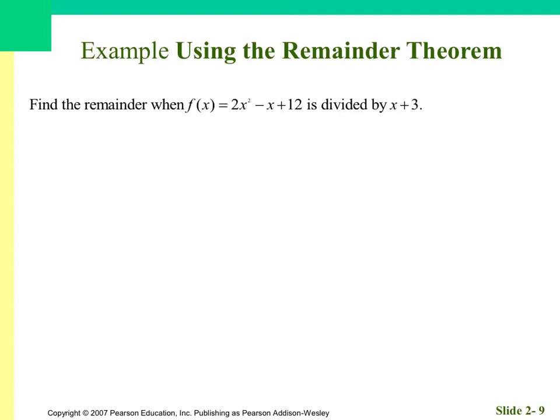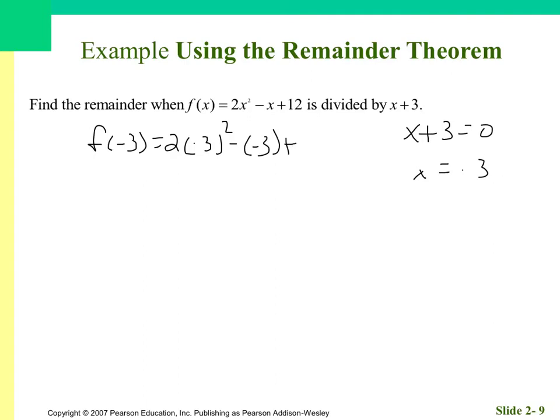So it says find the remainder when f of x equals 2x to the third. So if we look at that remainder theorem, r equals f of k, so this is what you do. You go x plus 3 equals 0, so x equals negative 3, so plug that in. So 2 times the quantity negative 3 squared is 18, plus 3 plus 12.